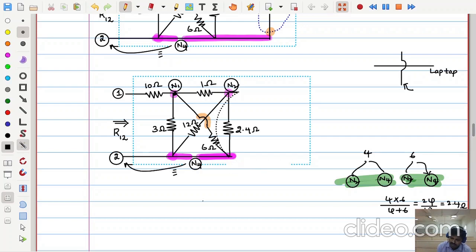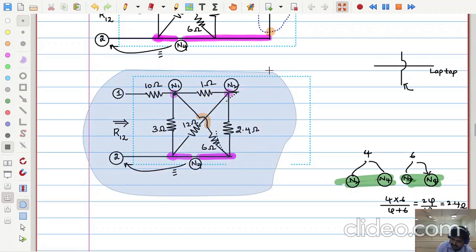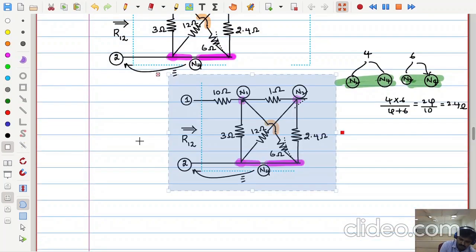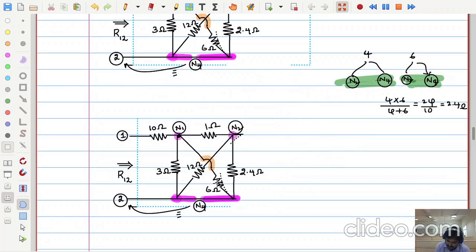Still look for whether there are any elements which I can simplify. Is there any parallel? Now, just for simplicity, I would like to make a little modification of this circuit in this way. This 6 ohms is moving over this 12 ohms, so that may be a little difficult for me. These kinds of things you will do in your regular way.